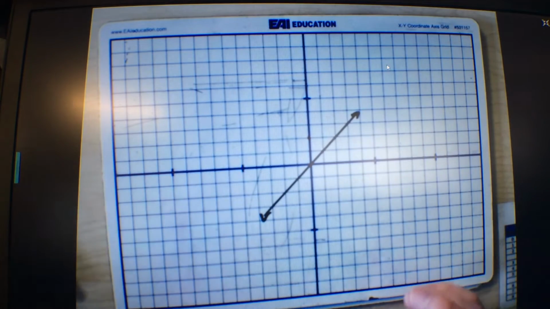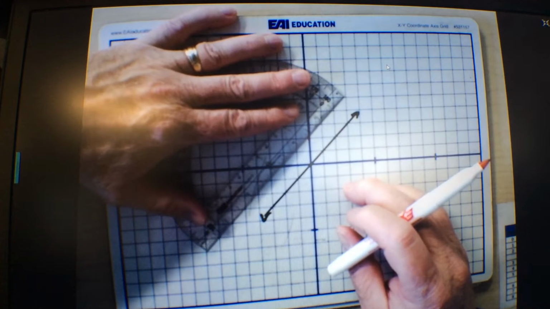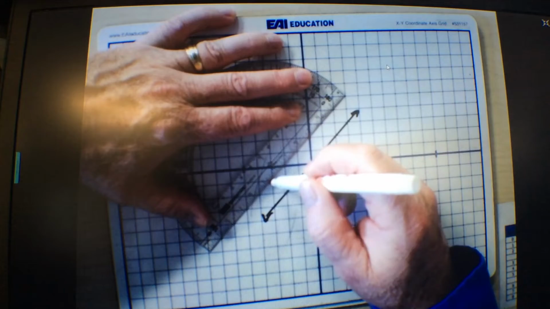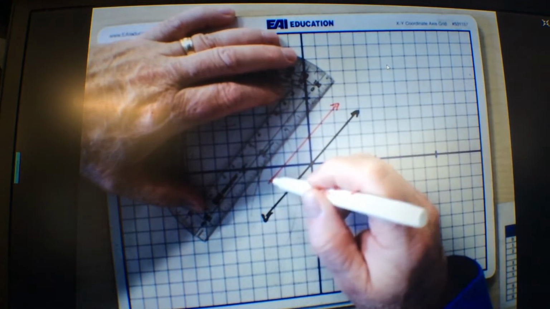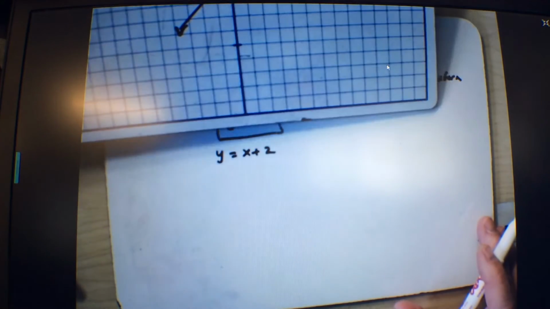All right? And it looks like this. Has the same slope, 1 over 1 up, right? Looks like this. Now, let me ask you a question. This is what it looks like. This is what it is.